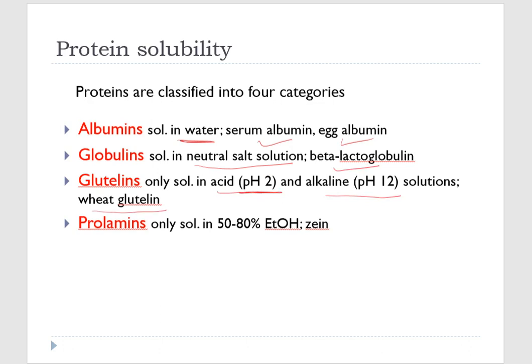And the last one is prolamins. And those are only soluble in 50 to 80% ethanol. An example can be zein. Also we have gliadins. Okay, here, especially the last two ones, glutenins and prolamins, are highly hydrophobic proteins.